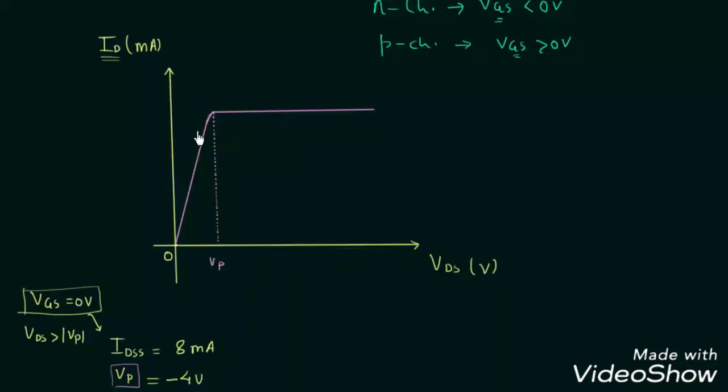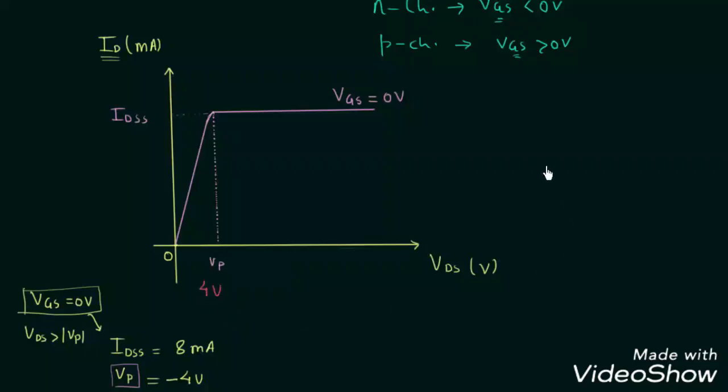So this is how you have to obtain the curve when VGS is equal to 0 volt. I will write it here. VGS is equal to 0 volt, and this current is the maximum drain current IDSS. The given pinch off voltage is for the case when VGS is equal to 0 volt. So this pinch off voltage here is equal to 4 volts.